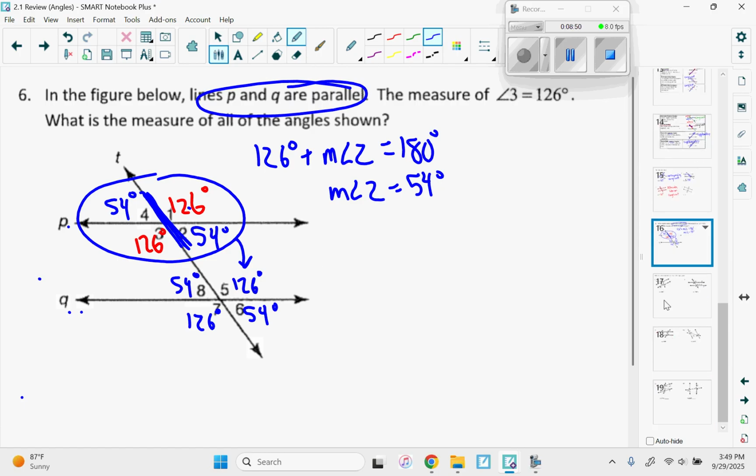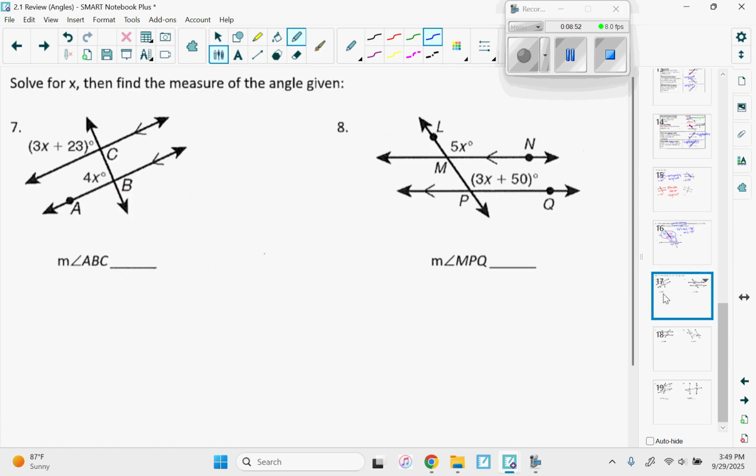Let's keep going. Some more examples. These are probably the more important problems. And let me do just one of these in each section. So let's do number 7. You can try number 8 on your own and then check the answer key on Google Classroom.